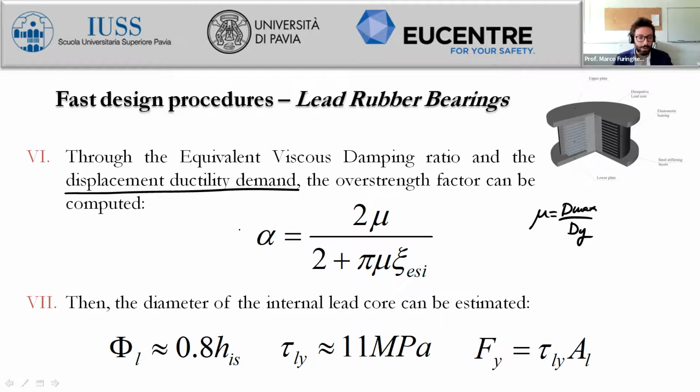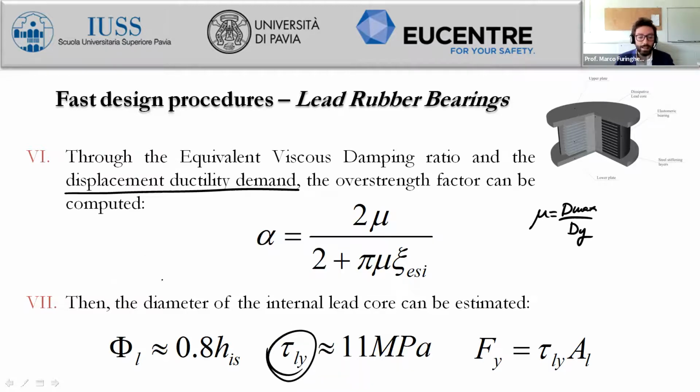So once we have the overstrength, and as I mentioned in the previous slides, the value is bounded between 1.5 and 3 generally, then we can come up with the geometrical characteristics of the lead core, and then we can estimate the yielding force of the lead core. In order to do this, we have to study again the statistical analysis of two additional parameters, which is the yielding stress of the lead core.